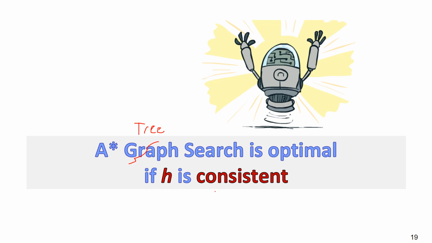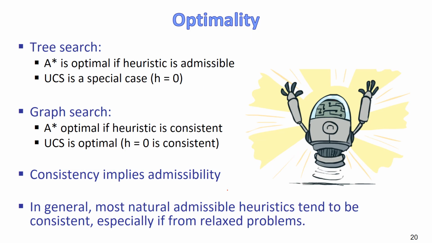It's not guaranteed in the opposite direction. Okay? Admissibility is a special case of consistency, or it's less restrictive than consistency. Consistency, by default, is admissible. And if a heuristic is consistent, then, of course, it is also admissible. But if a heuristic is admissible, it's not guaranteed to be consistent. Okay? Thinking that way, think whether we should change this or not.